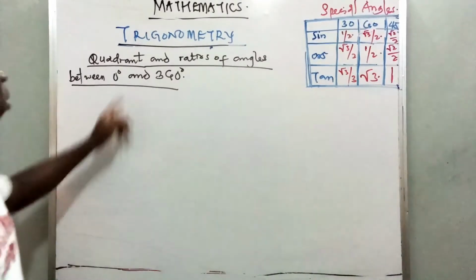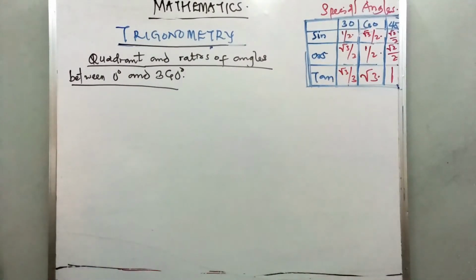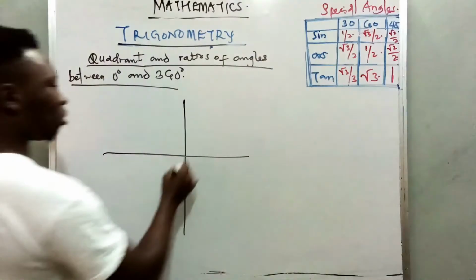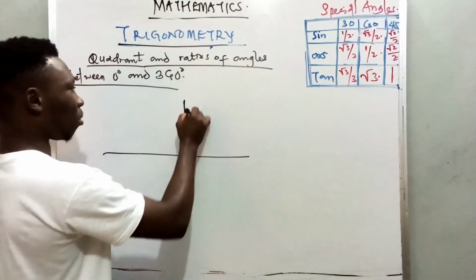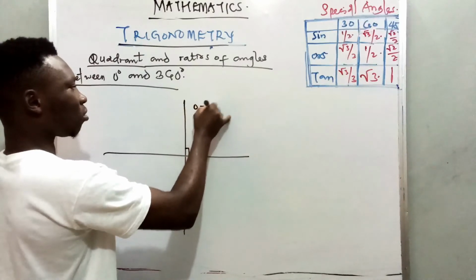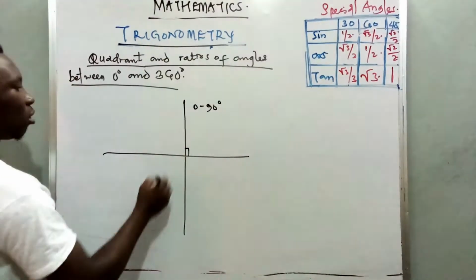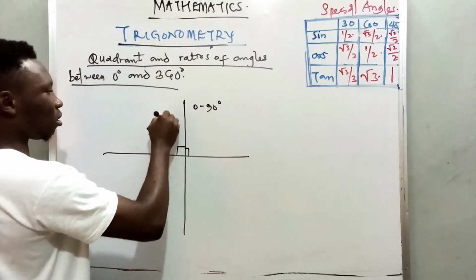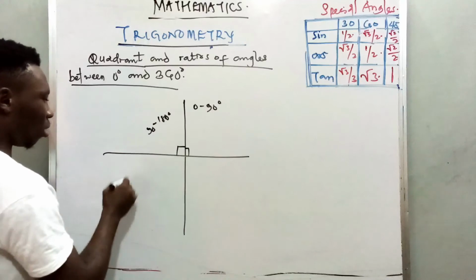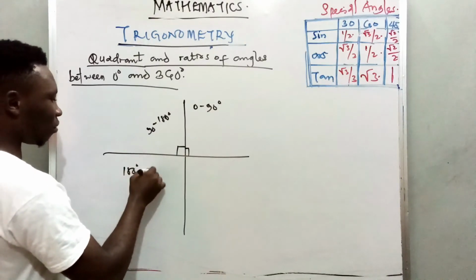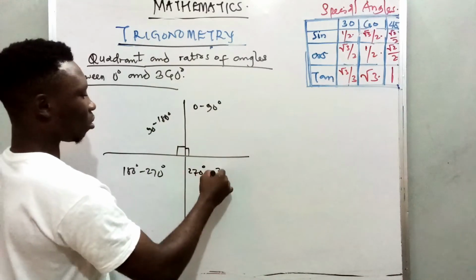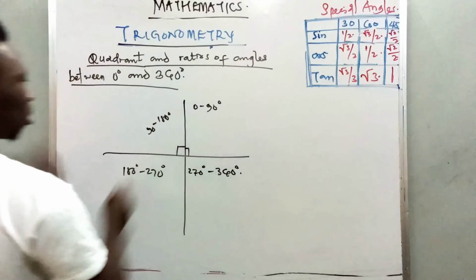Now we're talking about quadrants and ratio of angles between 0 degrees and 360 degrees. Now let's see, this is our quadrant. This is the first quadrant, from 0 to 90 degrees. This one here is from 90 to 180 degrees. Then from 180 degrees to 270, and this for 270 degrees to 360 degrees.